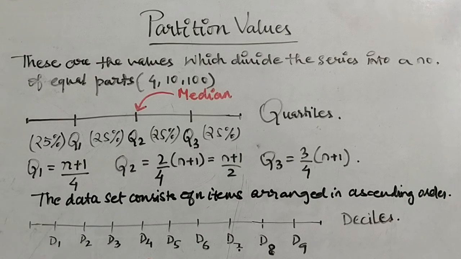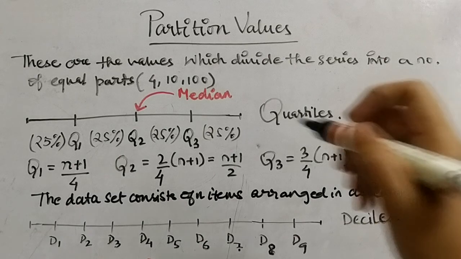Okay? In quartile, what you do? In every case of partition values, you have to arrange the data either in ascending order or in descending order. Okay? Preferably do the ascending order first. Then in order to find out the quartiles, first let us know what does quartile mean. Quartile actually divides the whole data set into 4 equal parts.